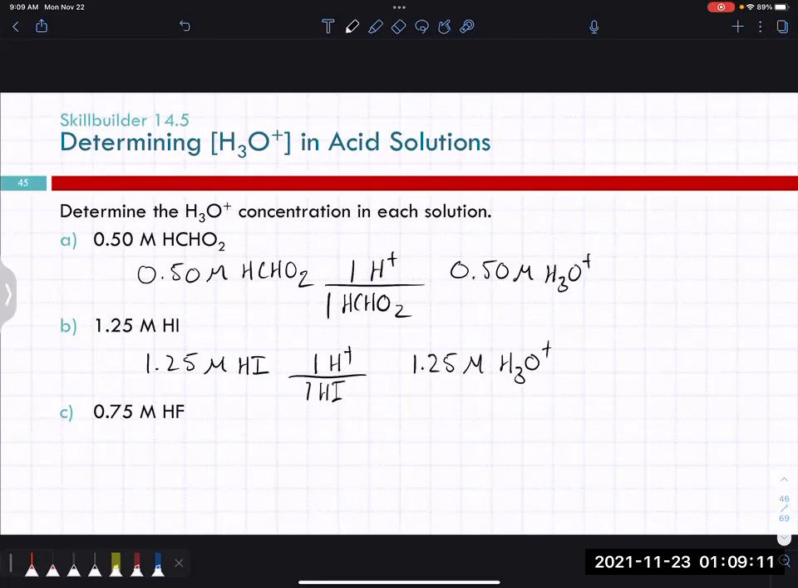This last one is definitely a weak acid. So we have 0.75 molar hydrofluoric acid. Now in this case, almost none of them are going to be hydrolyzing. So while we do have one proton for every hydrofluoric acid, we could say that there's a potential of this many hydrogen ions. Instead, we're going to say that this is just less. Maybe this is the kind of thing that this question is looking for. It's going to be much, much less than 0.75 molar HF.